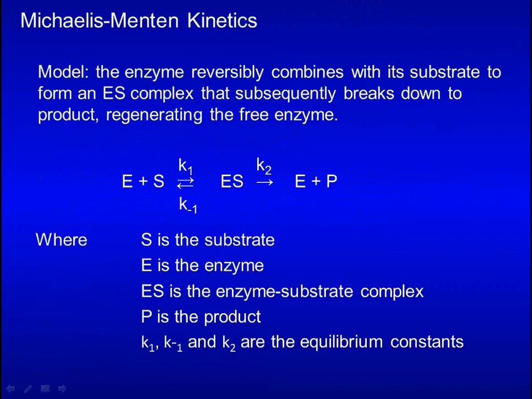Michaelis-Menten kinetics is based on the model. Here, E represents enzyme, S for substrate, P for product. Enzyme reversibly combines with the substrate to form an enzyme-substrate complex. This complex irreversibly breaks down to product.